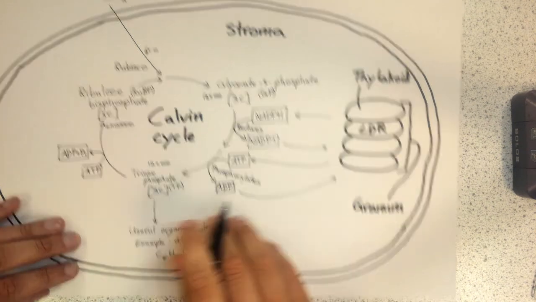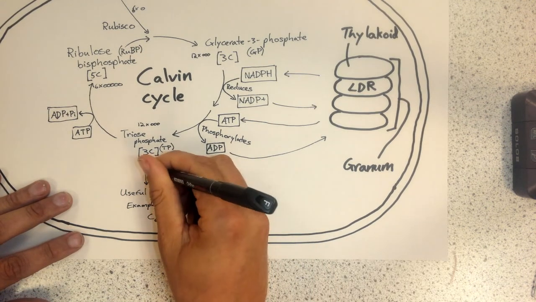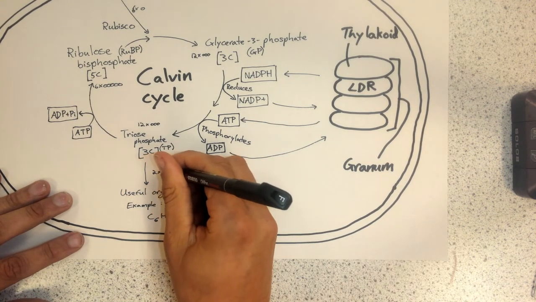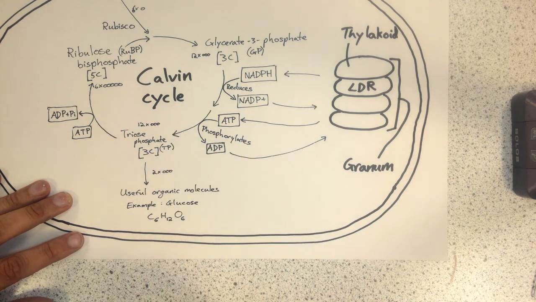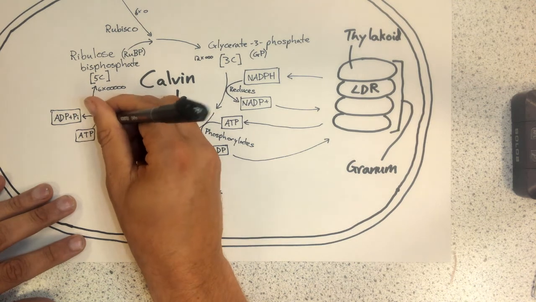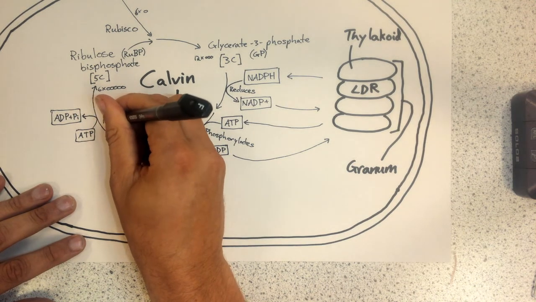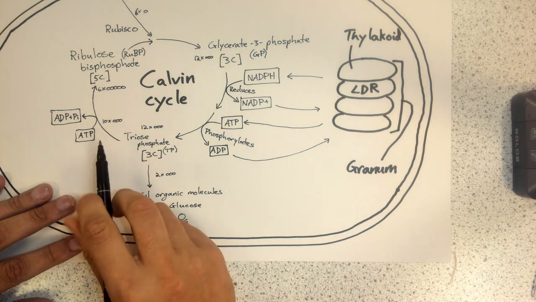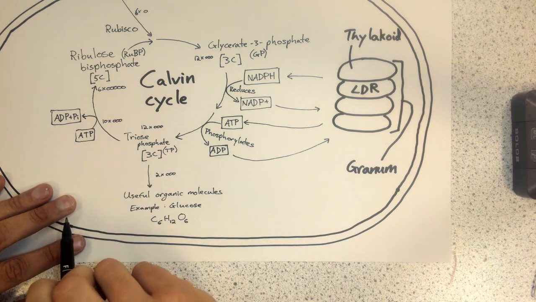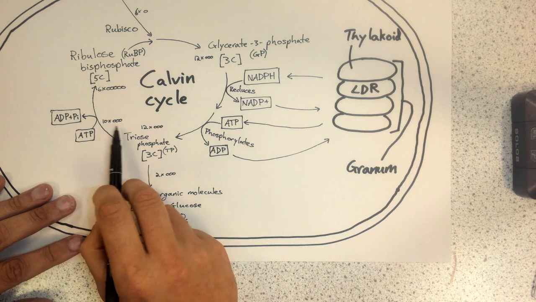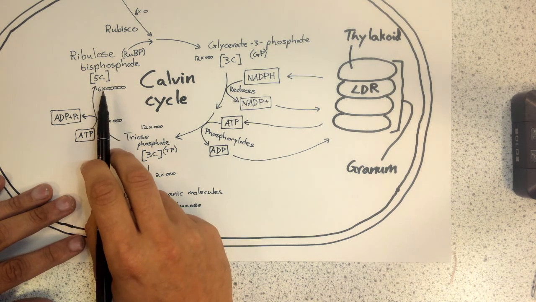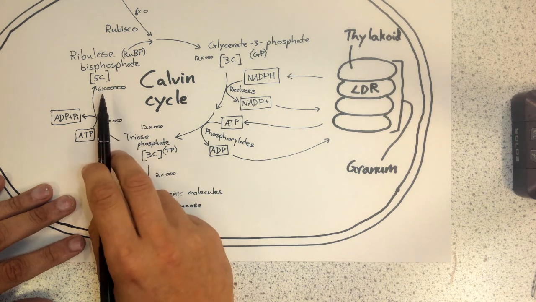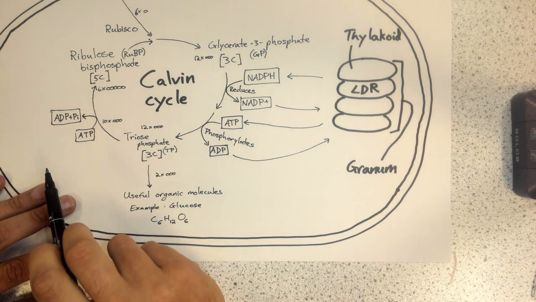Now we said that we would need 2 of those to make our glucose. That would leave 10 behind, 10 of these 3-carbon TPs. Well, 10 times 3 is 30, which happens to be just the right number of carbons left to make our original RuBPs again. 6 times 5 is also 30.